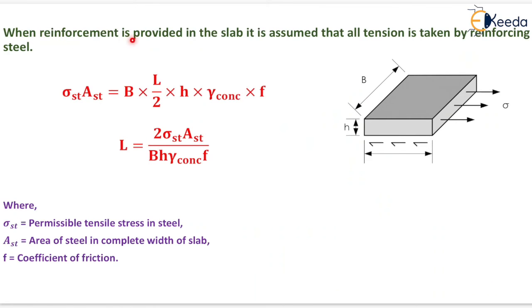When reinforcement is provided in the slab, it is assumed that all tension is taken by reinforcing steel only. Therefore, sigma st into Ast is equal to b into L by 2 into h into gamma of concrete into coefficient of friction. So, L will be equal to 2 sigma st into Ast upon b into h into gamma concrete into coefficient of friction.